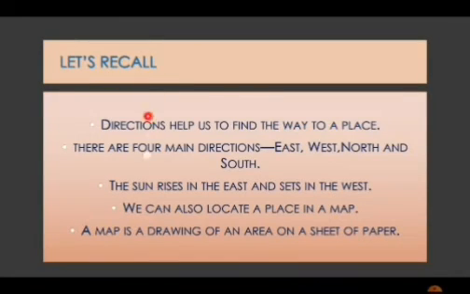Now let's recall. Directions help us to find the way to a place. There are 4 main directions: east, west, north and south. The sun rises in the east and sets in the west. We can also locate a place in a map. A map is a drawing of an area on a sheet of paper.